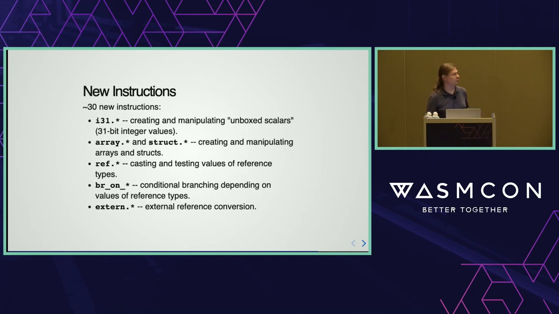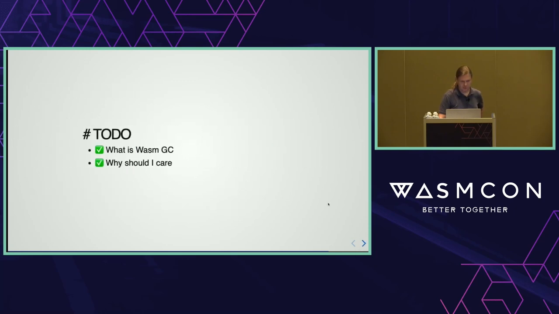So there are about 30 new instructions added to the specification, and they group around the types of objects, obviously. So we see some instructions manipulating unboxed scalars, creating and manipulating arrays and structs, casting and testing values of reference types, and conditional branching depending on values of reference types, and external reference conversions. All right, so that is, in a nutshell, what Wasm GC is.